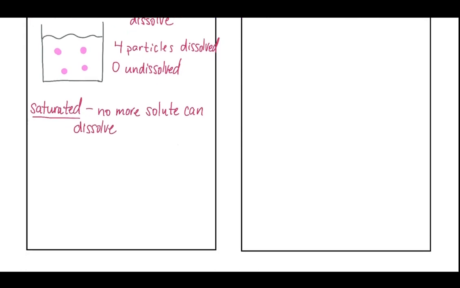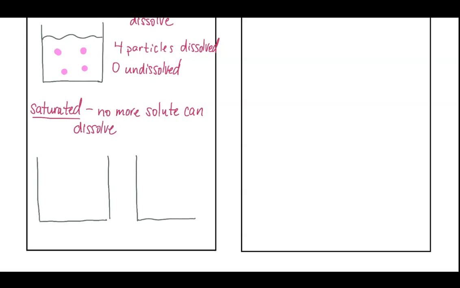And then we're going to look at this again with 2 different particulate pictures. So I'm going to draw 2 beakers. I'm going to try to make them about the same size. Okay, liquid solvent in there. And then we're going to draw in our particle diagram.